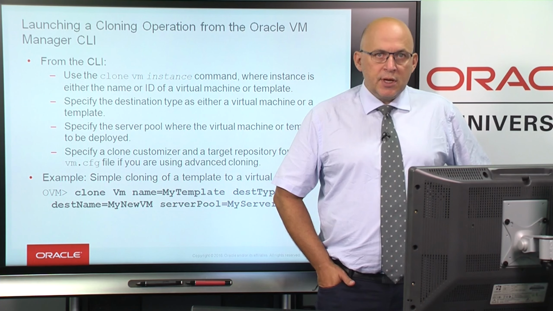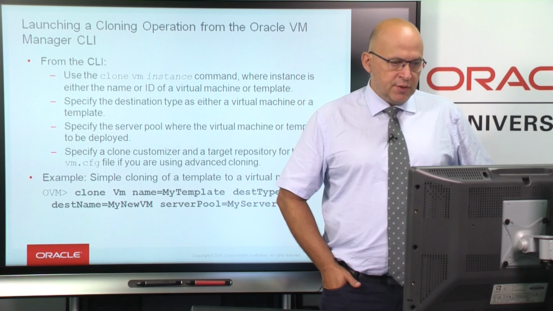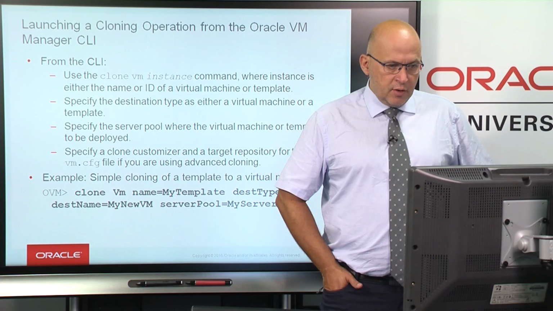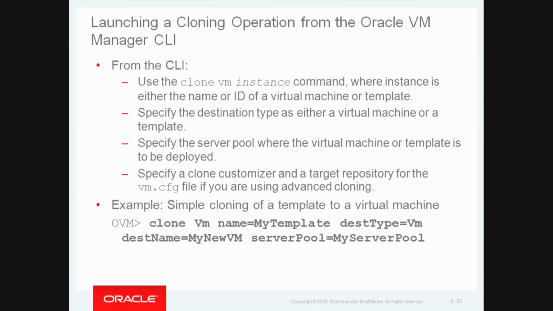The same operations can be launched from the CLI. So here the developer has just put the API, okay, clone VM, the name template, destination type, the name of your new clone, okay, and where you have to clone to: a server pool, which is called my server pool 1, okay.